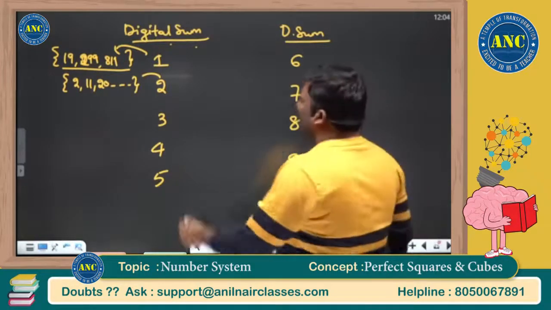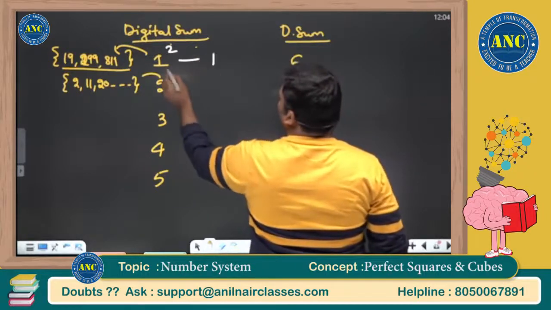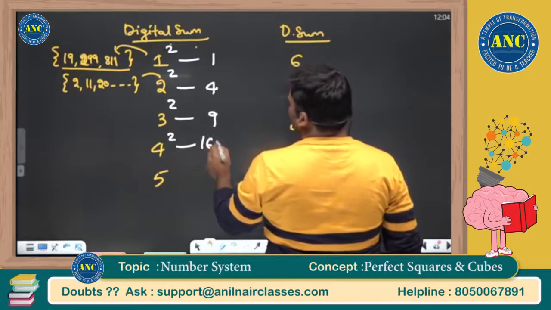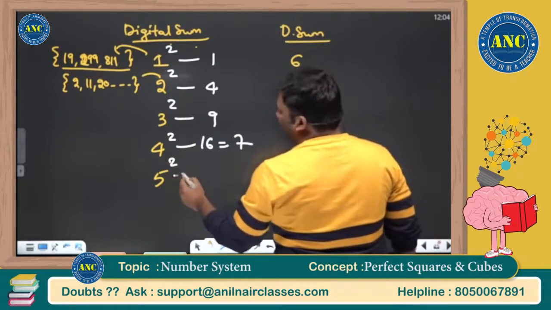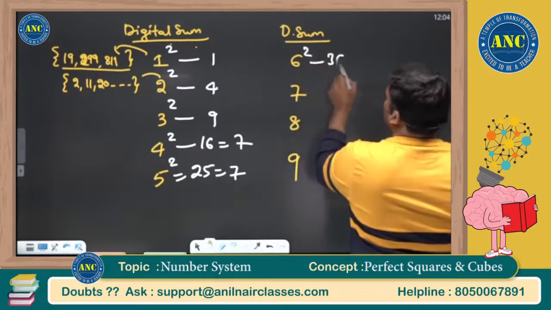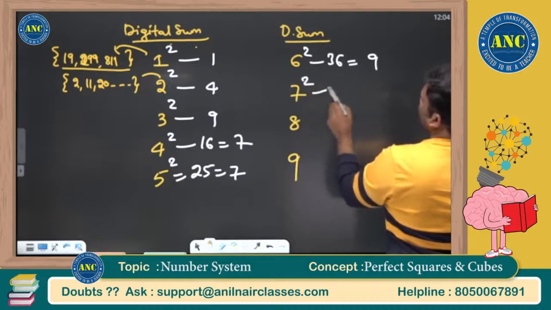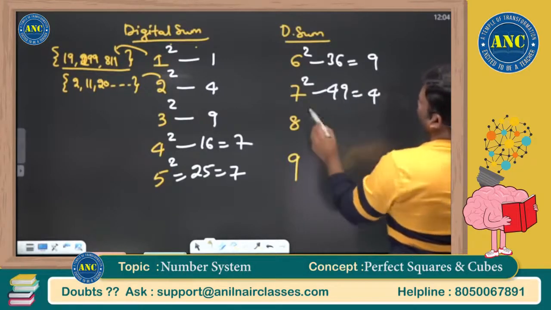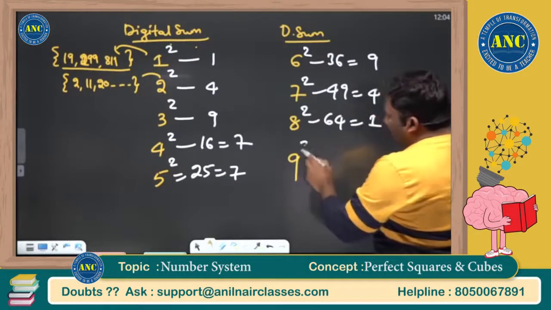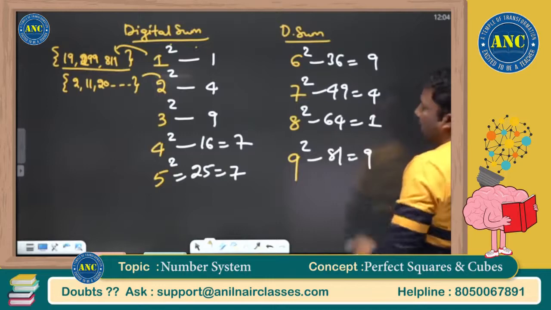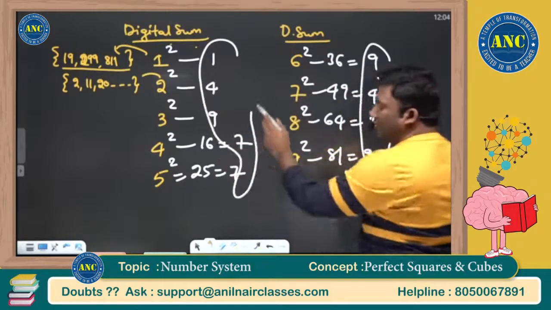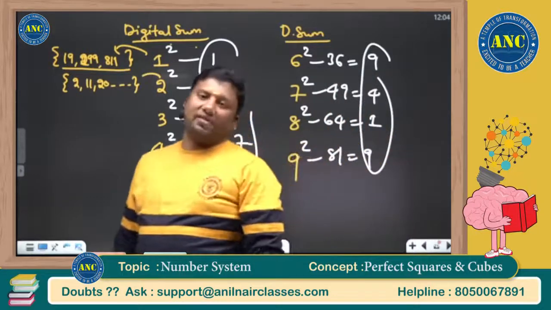Just have some patience. Suppose I square it: 1 squared is 1, 2 squared is 4, 3 squared is 9, 4 squared is 16, and the digital sum of 16 is 7. 5 squared is 25, 2 plus 5 is 7. 6 squared is 36, 3 plus 6 is 9. 7 squared is 49, which is 4. 8 squared is 64, 6 plus 4 is 10, which is 1. 9 squared is 81, 8 plus 1 is 9. What are all the numbers we got on the right hand side? We got 1, 4, 7 or 9.